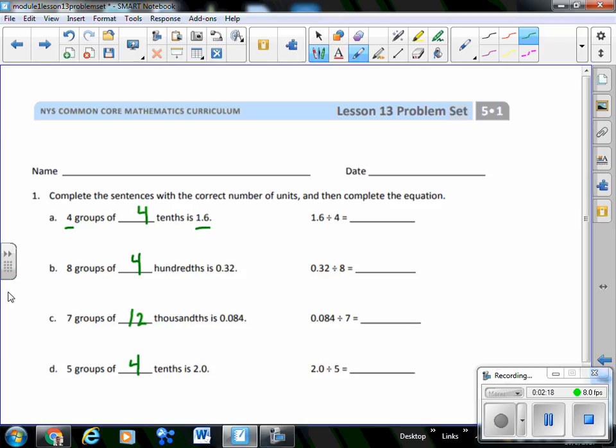Okay, and now over here on the right side, it's kind of thinking the same thing as letter A. If I had 1 and 6/10 and I divided it by 4, I'm going to end up with 4/10. 8 goes into 32 4 times, but it's hundredths, so we need 4 hundredths. 7 would go into 84 12 times, but since it's thousandths, we need to go over to thousandths. 5 goes into 20 4 times, but if we look at that, we have a tenths place, so we need to make that a tenths. Okay?